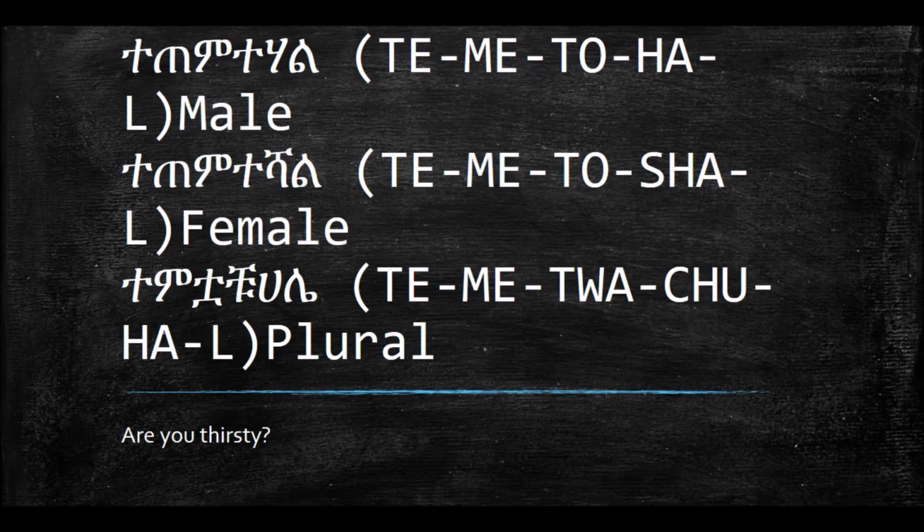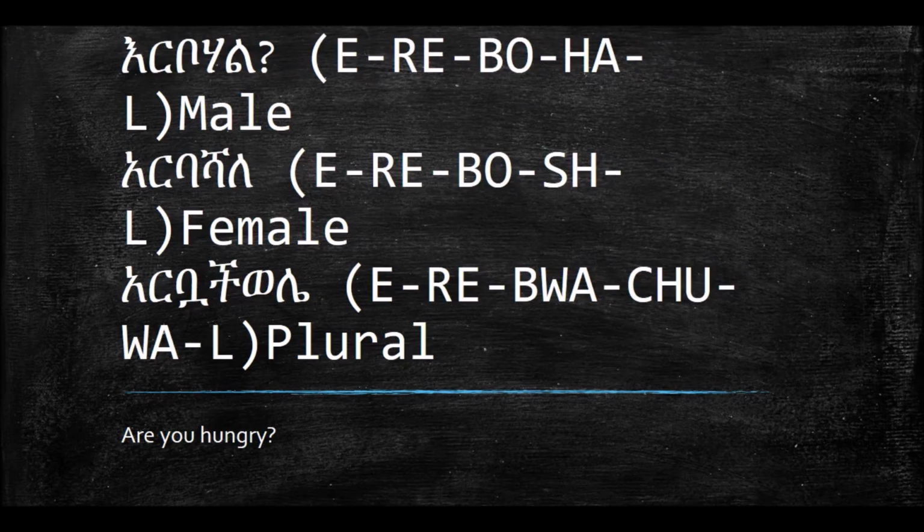The way you would say, are you hungry for a meal? Irbohal. The way you would say it to a female is irboshal. If it's more than one person, you would say irbochual.